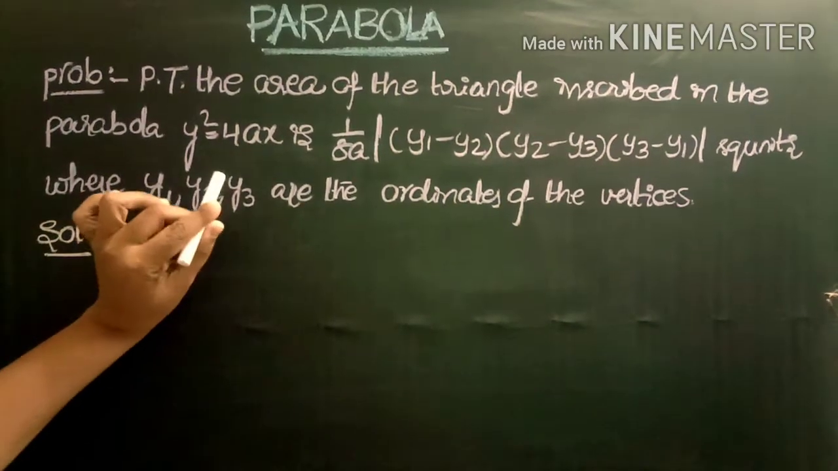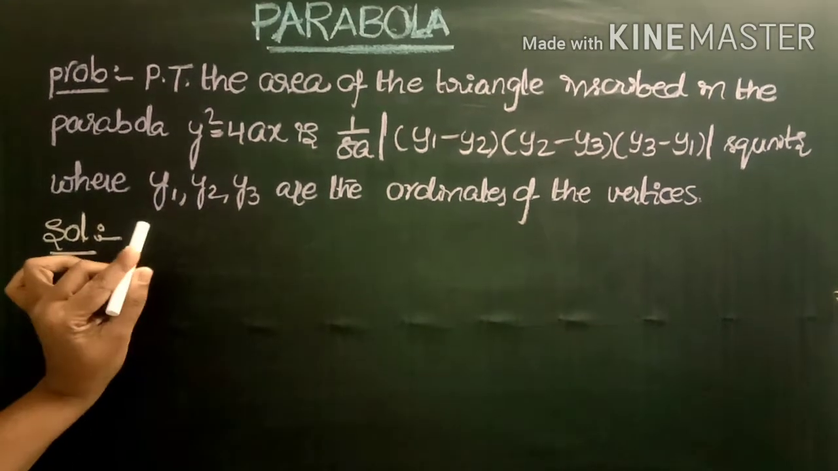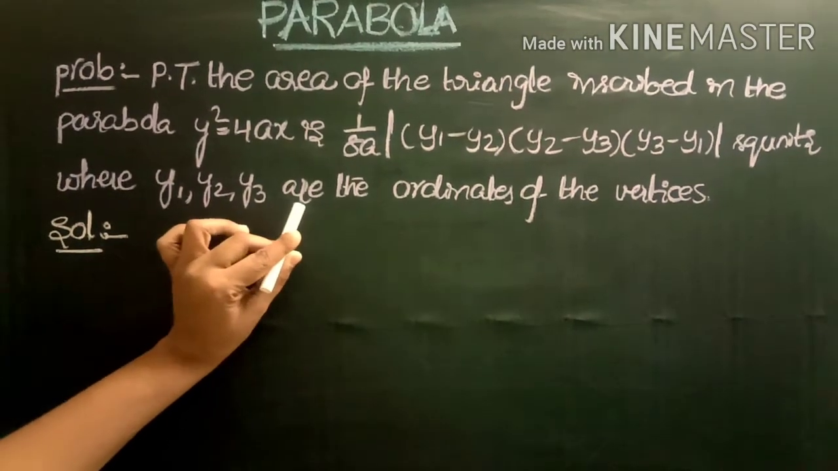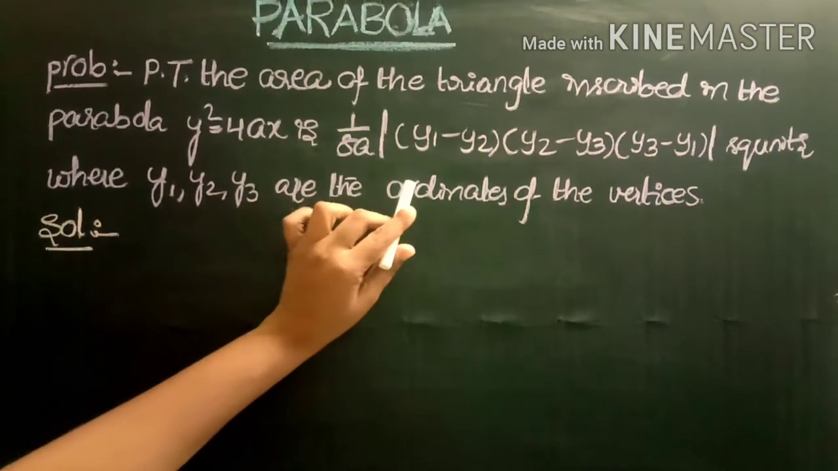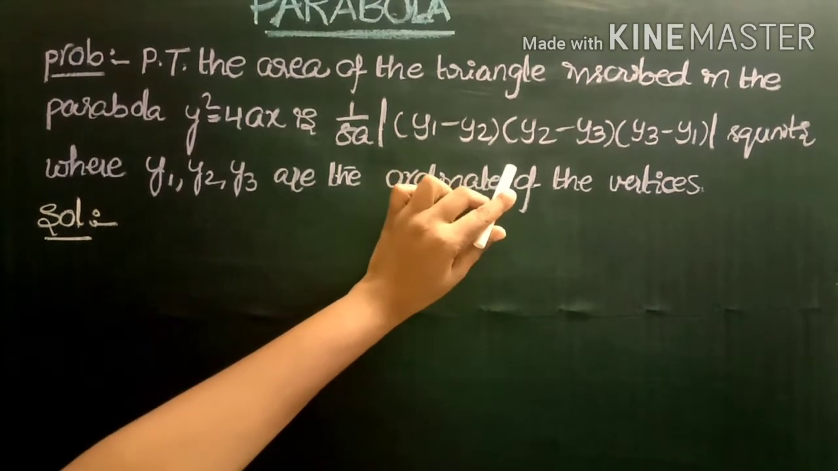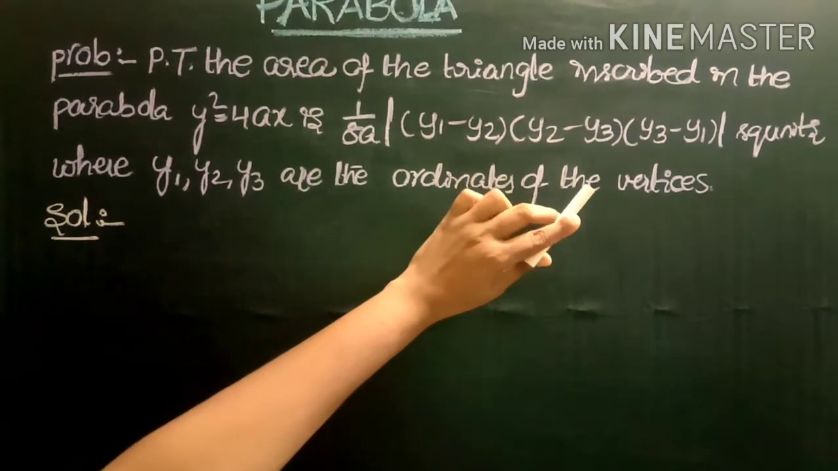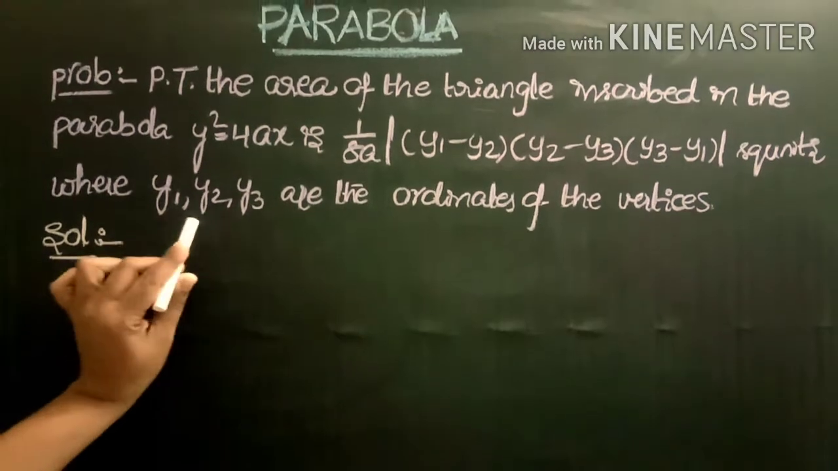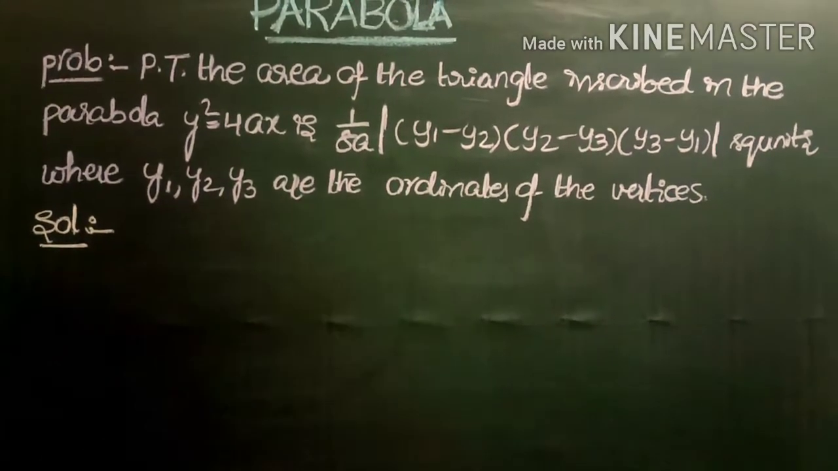Next problem. Prove that the area of the triangle inscribed in the parabola y square is equal to 4ax is 1 by 8a into modulus of (y1 minus y2) into (y2 minus y3) into (y3 minus y1) square units, where y1, y2, y3 are the ordinates of the vertices.